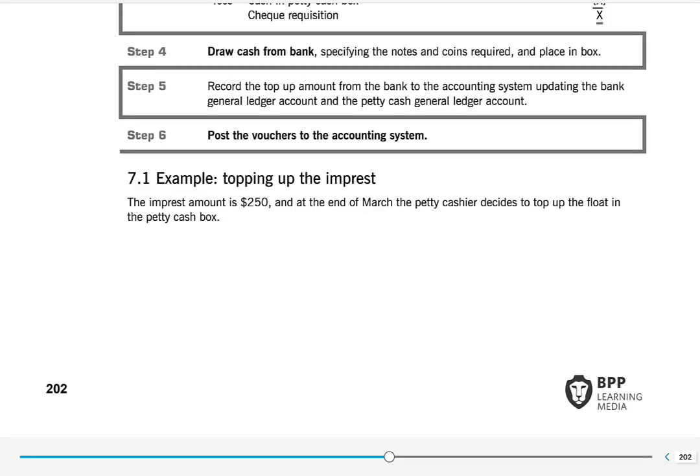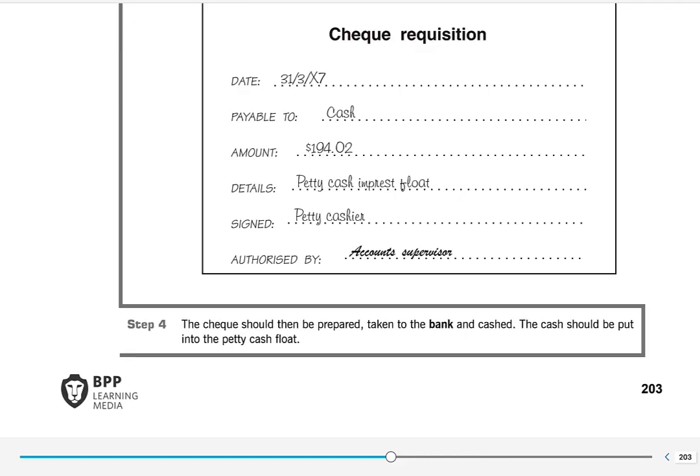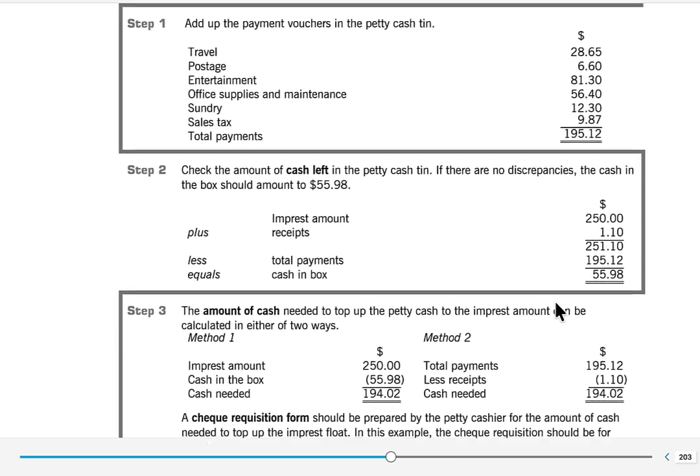Now we will do the full example for Lesson 7.1, topping up the imprest. In this example, the business uses the imprest system. That means the petty cash float must always return to the same fixed amount. The imprest amount in this example is $250. At the end of the period, we do 6 clear steps. We will go step by step, slowly, and we will calculate everything carefully.